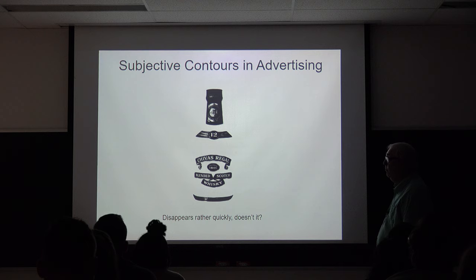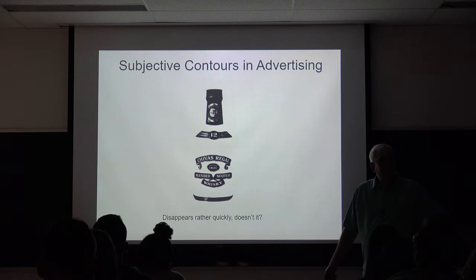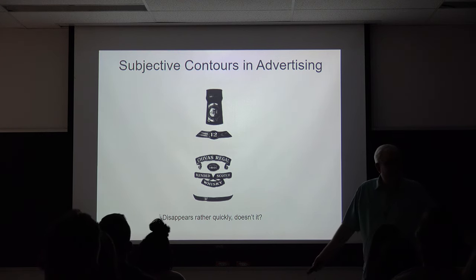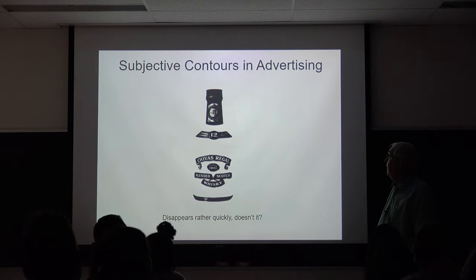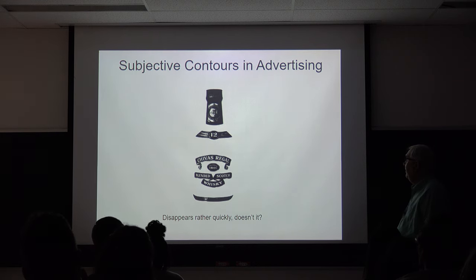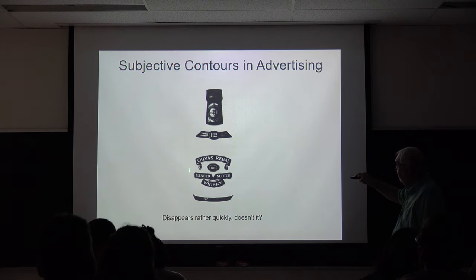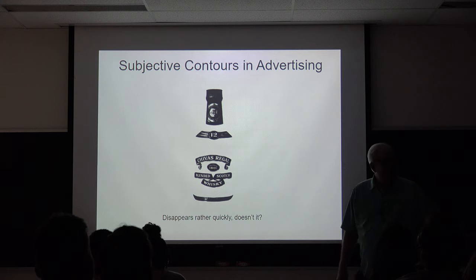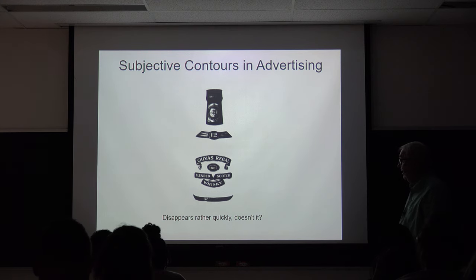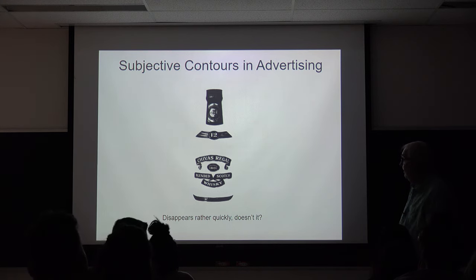Here's another example. I don't know why liquor manufacturers are into Gestalt psychology so much. This is not Absolut Vodka, it's Chivas Regal. But again, you get the illusory contour of the rest of the bottle. With the cute caption, it disappears rather quickly because, not in my house, I hate scotch.